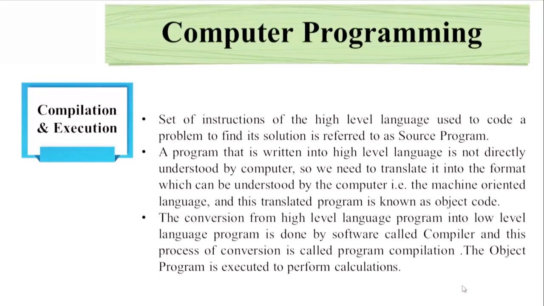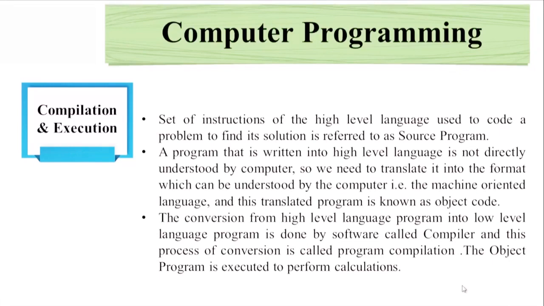is referred to as a source program. A program that is written in a high level language is not directly understood by the computer. So, we need to translate it into the format which can be understood by the computer, that is the machine oriented language. And this translated program is known as object code. The conversion from high level language program into low level language program is done by software called a compiler, and this process of conversion is called program compilation.